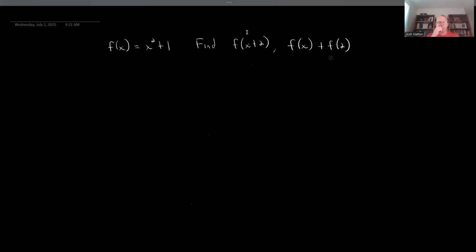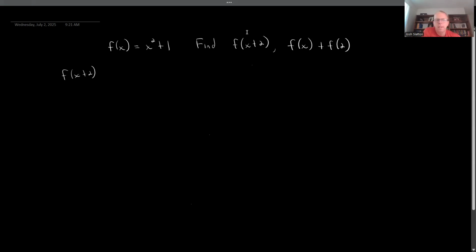Okay, so here we have a problem. We're given a function, f of x equals x squared plus 1, and we want to find f of x plus 2 and f of x plus f of 2. So we'll do the f of x plus 2 part.